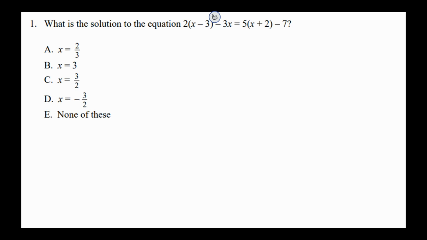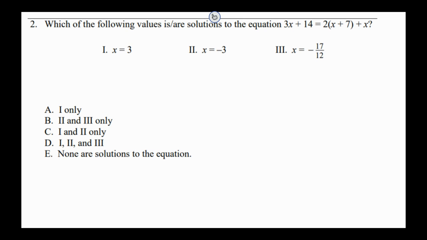So the first question, what was the solution to the equation, that long, ugly equation? Okay, and the correct answer was D, x equals -3/2. Would anyone like me to work that? Going once, going twice. Okay.